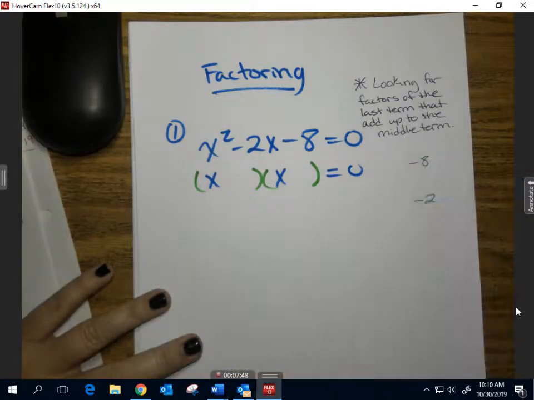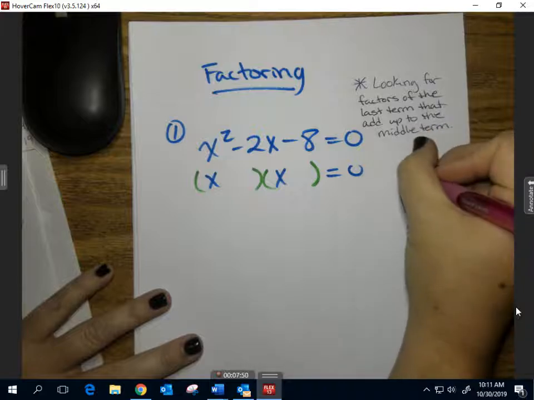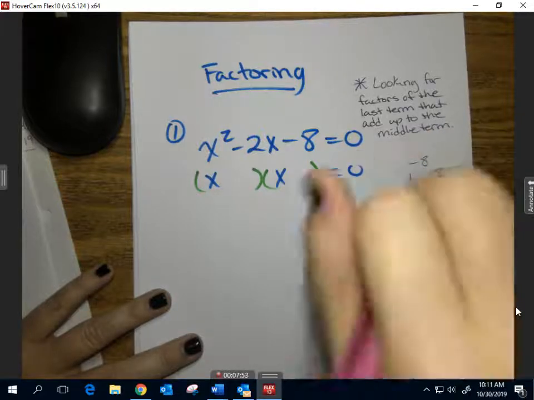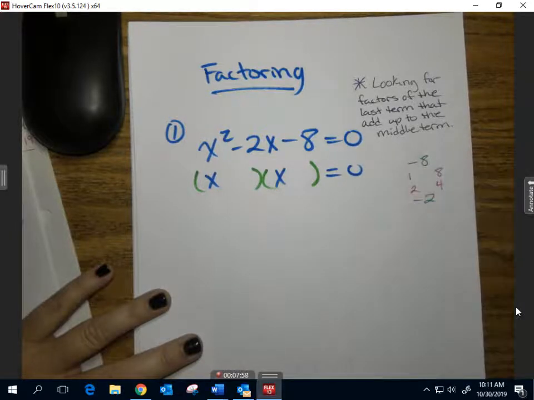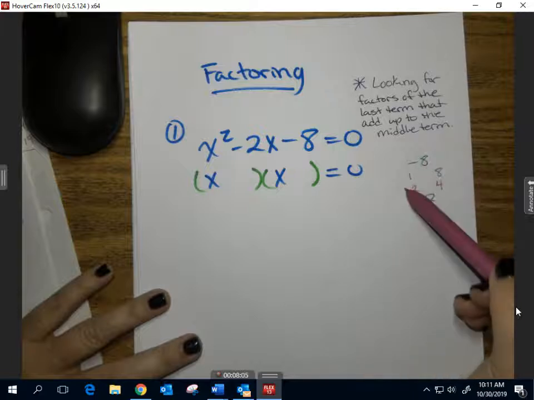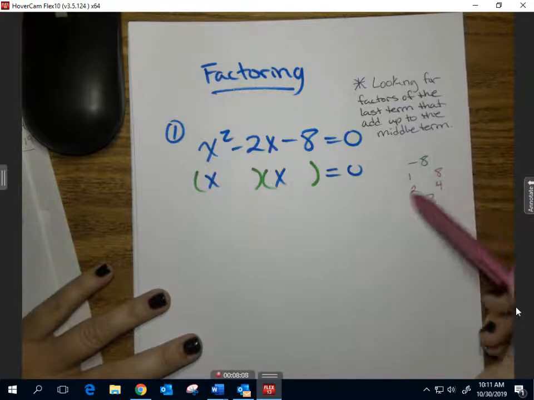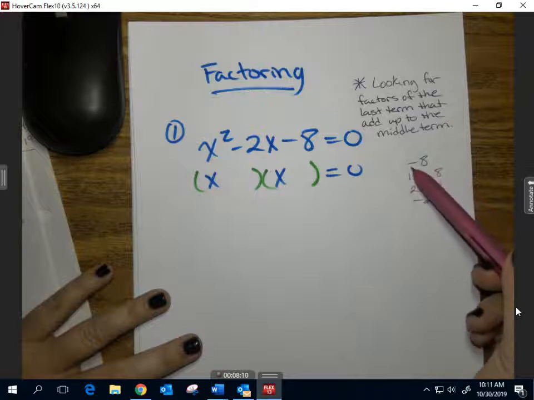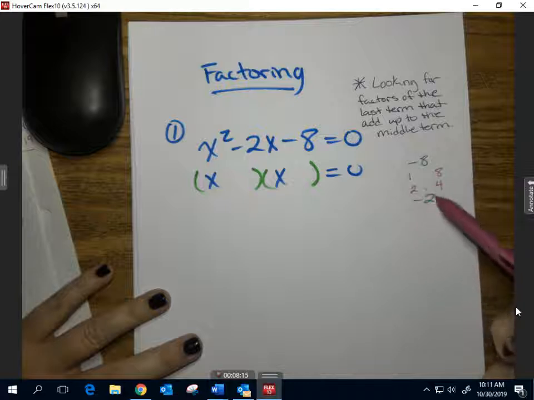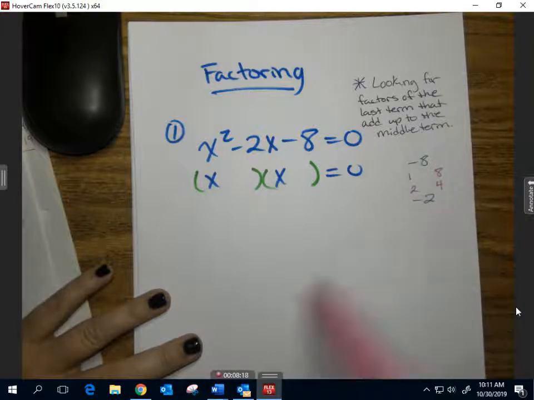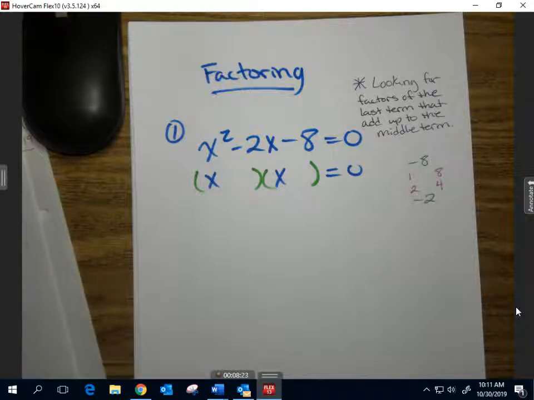Alright, so I'm just going to write out factors of 8 first. I always start with 1, so 1 times 8. The next one would be 2 times 4, correct? Are there any other factors that go into 8? No. But if I multiply these, they give me positive 8, not a negative 8. So one of them has to be negative. Then they have to add up to give me a negative 2. Because it adds up to be a negative 2, my bigger number is going to be negative.